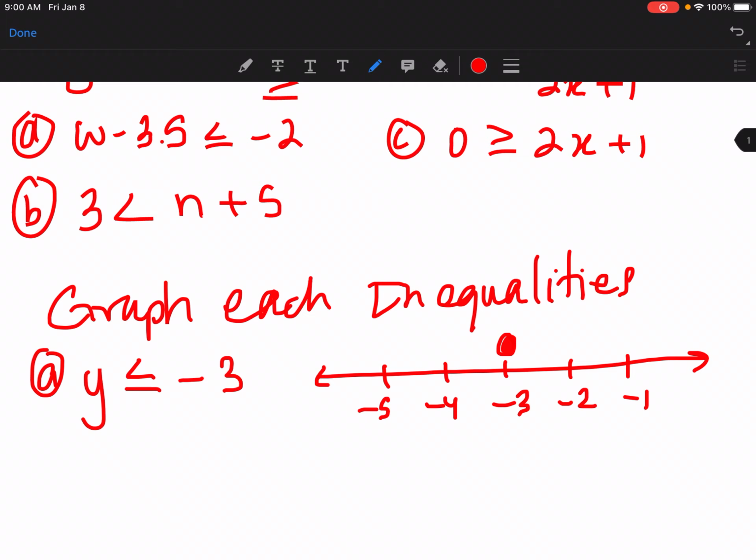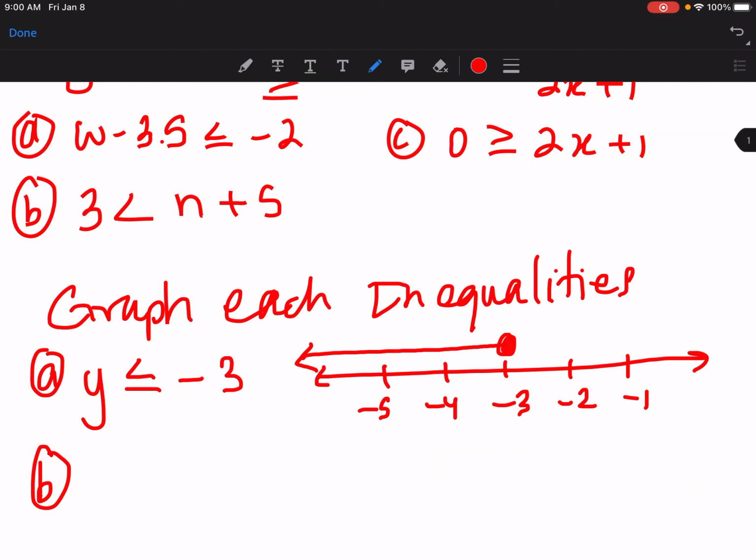Then I can look at my variable, which is on the left side: y is less than that. What numbers are less than negative 3? Negative 4, negative 5. So my line needs to be pointing to the left. Another way to determine that is, if my variable is on the left side, I can look at my arrowhead for the greater than or less than. Since it is pointing to the left, my arrow goes to the left.